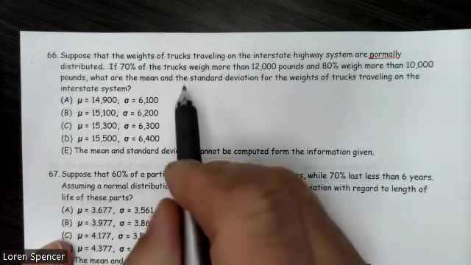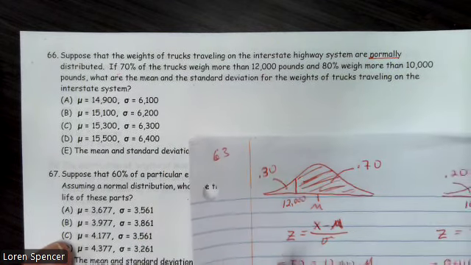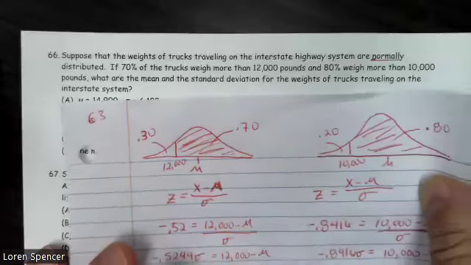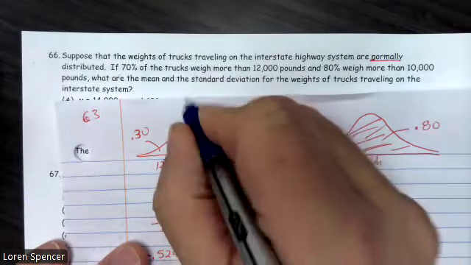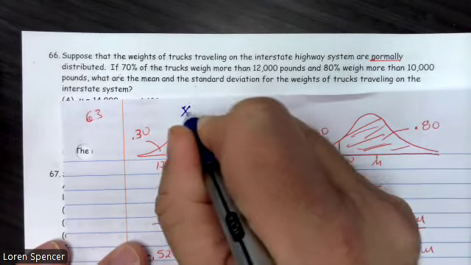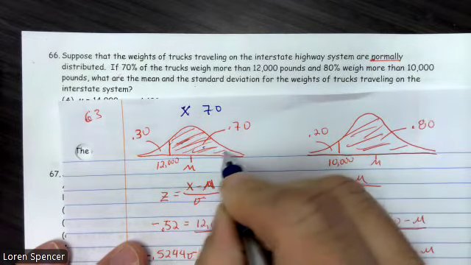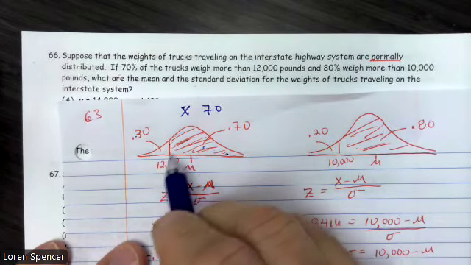Well, here's the deal. They didn't give us a mean or standard deviation, so that makes this a little bit difficult. Once again, the pictures themselves are tricky too. 70% weigh more. Anytime they give me a question like this, I always put an X and I go, oh, 70% is above it. That means I'm shading from the right. That means this is 0.3. And they said that's 12,000.